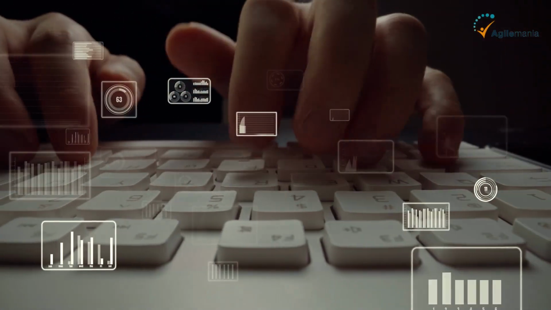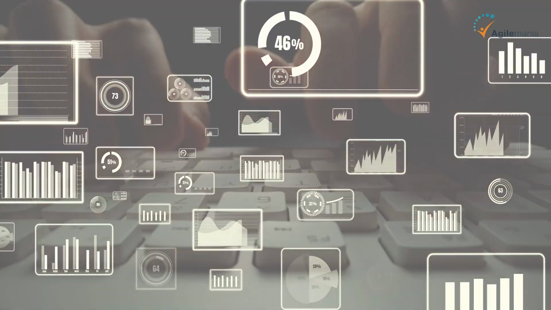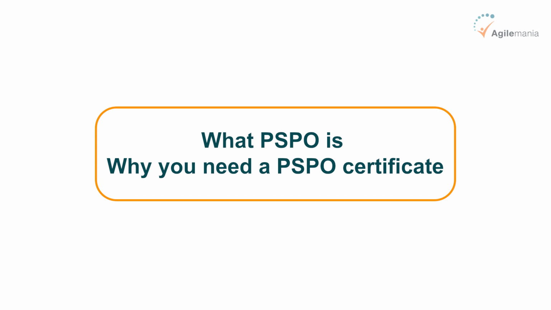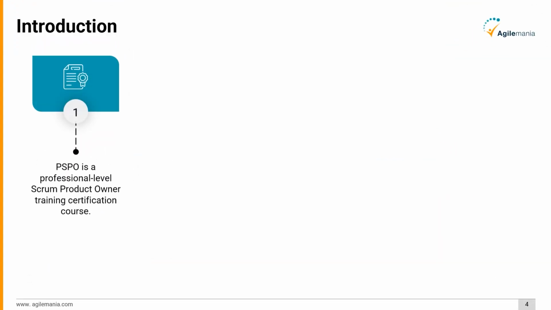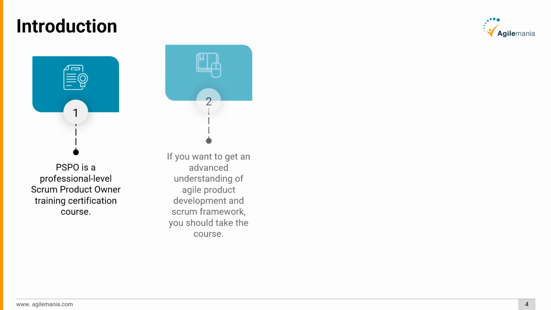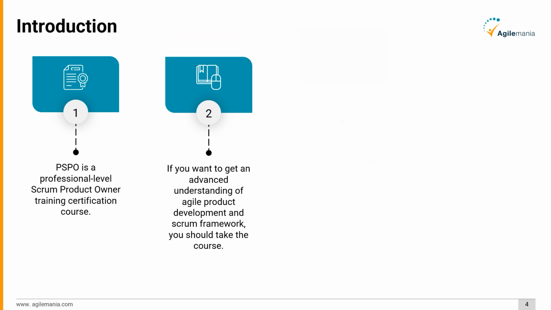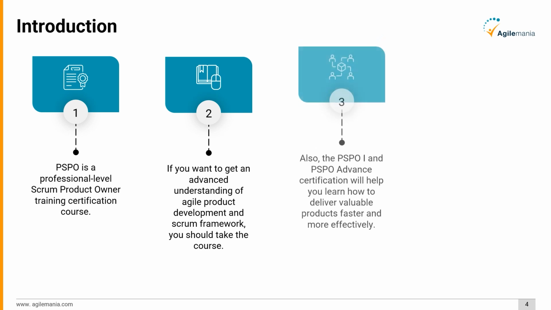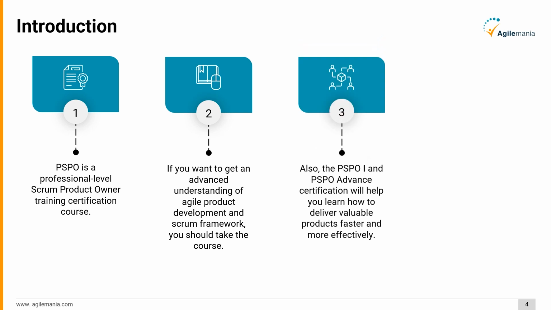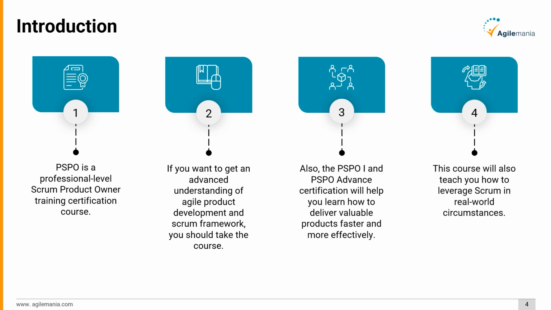So, before sharing the ultimate guide to passing the PSPO exam, let us give you a quick brief about what PSPO is and why you need a PSPO certificate. PSPO is a professional-level Scrum Product Owner training certification course. If you want to get an advanced understanding of Agile product development and Scrum framework, you should take the course. Also, the PSPO 1 and PSPO Advanced certification will help you learn how to deliver valuable products faster and more effectively. This course will also teach you how to leverage Scrum in real-world circumstances.